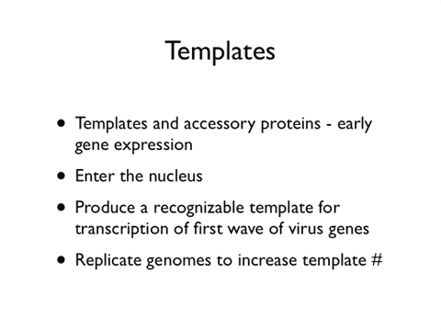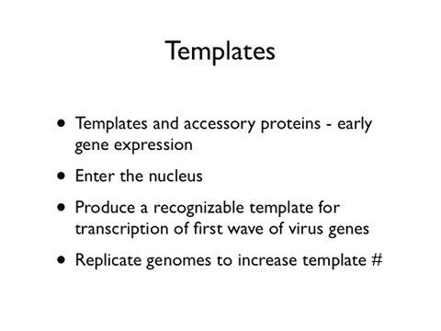Now, what about the template? It's very rare that the template comes in by itself. It's frequently coated by host proteins and accessory proteins that the virus elaborates or brings in with it. But it's the first events that are transcribed from the template that lead to early gene expression. So early gene expression is the first thing that occurs in the cell after the virus genome enters the nucleus. So you get into the nucleus, you produce this recognizable template, and that leads to transcription of the first wave of virus genes, the early genes.